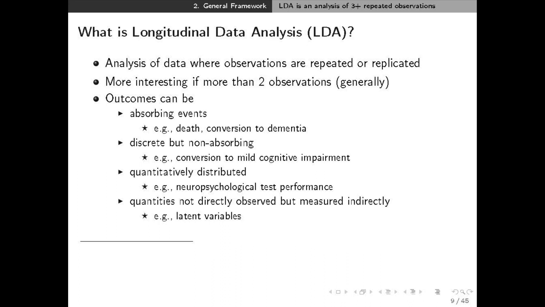Inside the tent of longitudinal data analysis, we can have outcomes that are absorbing events like mortality or dropout, or conversion to dementia, discrete but non-absorbing like conversion to mild cognitive impairment. Some people get better, right? You can have outcomes that are quantitatively distributed like neuropsychological test performance, and quantities that are not directly observed but measured indirectly like latent variables, which is really cool for integrating measurement error in your longitudinal data analysis model.